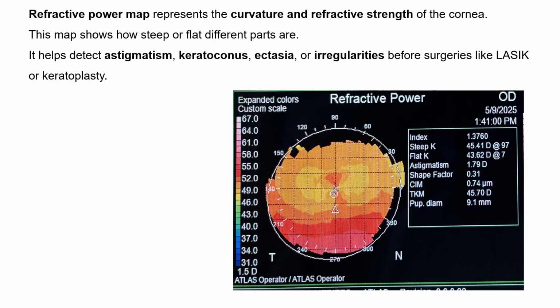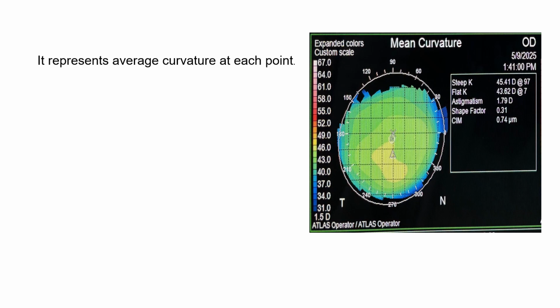Next is the refractive power map. It represents the curvature and refractive strength of the cornea. All these parameters we have already seen. The new one is index. What is index? Index is the refractive index of the cornea, and 1.3760 is the normal refractive index of the cornea.